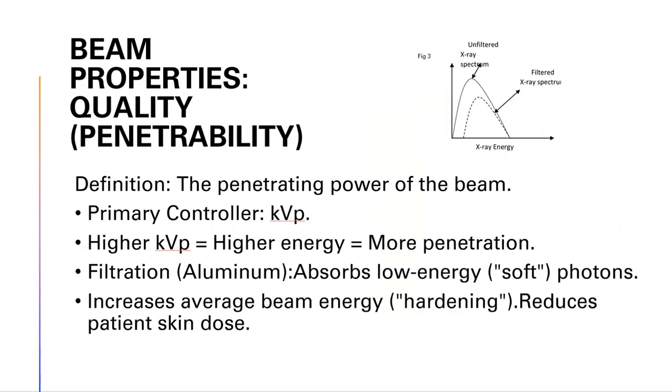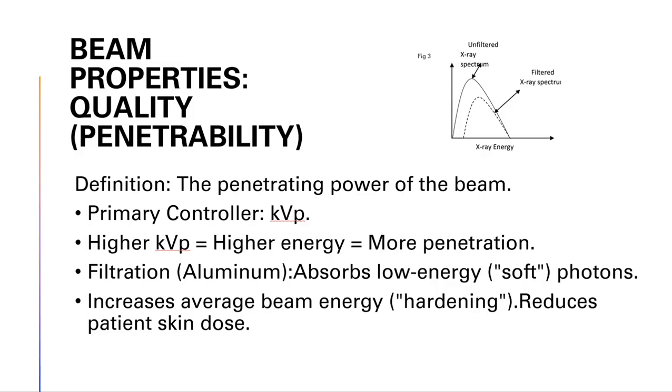While quantity is about how many, quality is about how strong. Quality refers to the penetrating power of the X-ray beam, its ability to pass through dense anatomy to reach the detector. Our primary controller here is kVp. Higher voltage gives electrons more speed, which in turn creates higher energy, more penetrating photons. We also use aluminum filtration to harden the beam.